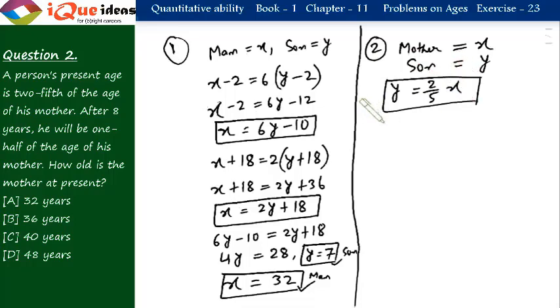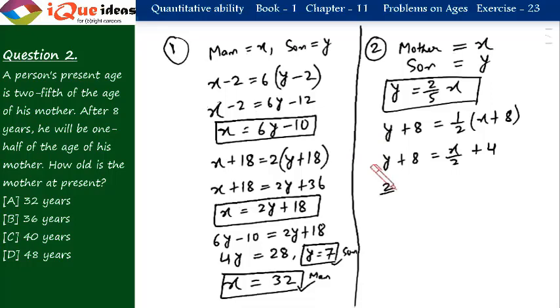This is one equation. And then the question says after 8 years. After 8 years, the mother will be x plus 8 and the son would be y plus 8. So y plus 8 is half of x plus 8. So we need to simplify from here. We get y plus 8 is equal to x by 2 plus 4. Now in place of y, put 2 by 5 x from the first equation. So 2 by 5 x, 8 goes to the other side, x by 2 comes to the left hand side. So it is 4 minus 8, that is minus 4.